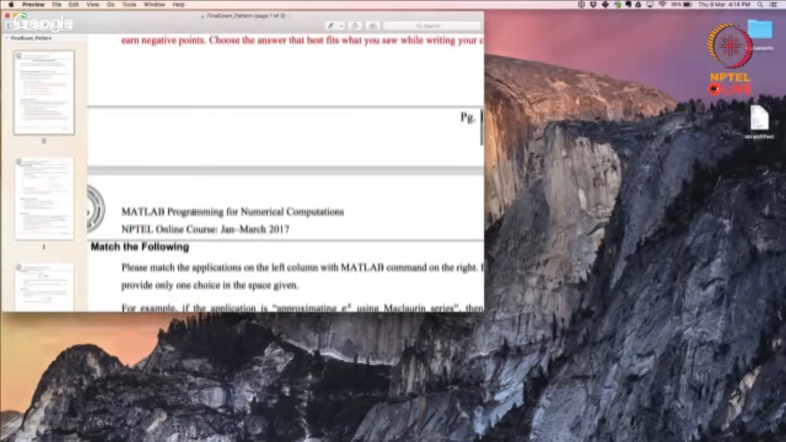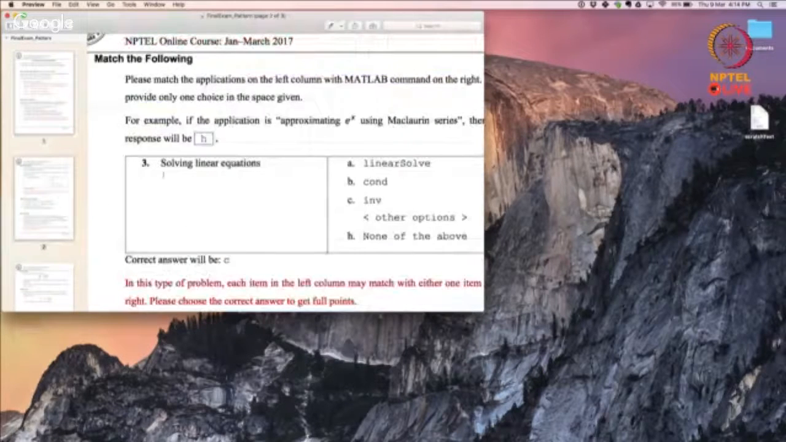The third type of problems are match the columns. In match the columns, the problem that you want to solve is on the left hand side, and the command that you can use to solve it is on the right hand side. There are 5 match the following questions. There will be 5 questions on the left hand side, and I believe there will be 8 answers on the right hand side. Of course there's not a one-to-one mapping.